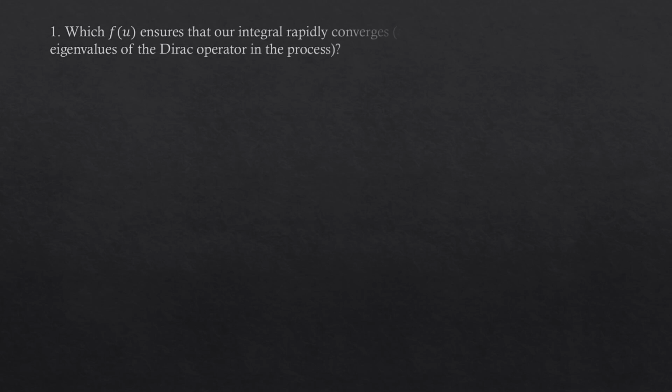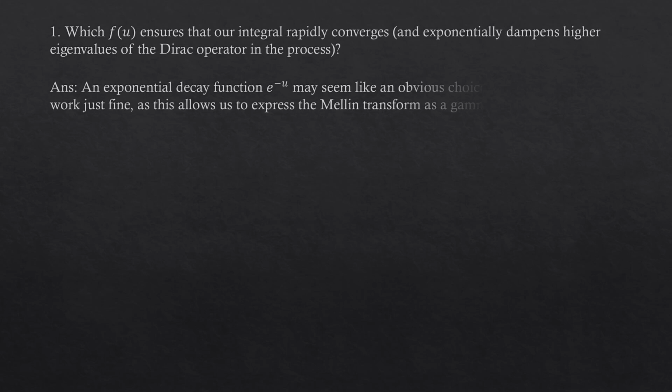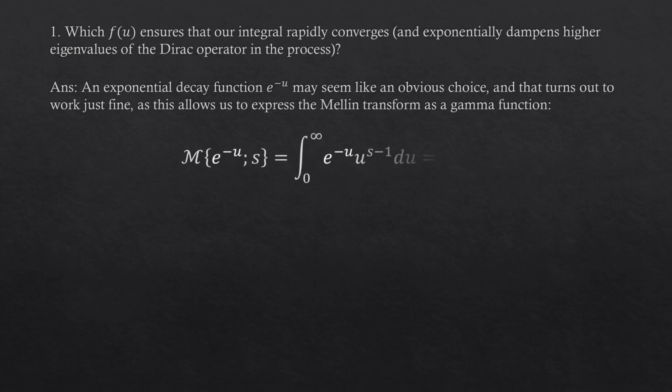Let's answer that first question. An exponential decay function e to the negative u may seem like an obvious choice, and that turns out to work just fine, as this allows us to express the Mellin transform as a gamma function. So by choosing the decay function e to the negative u, we get the integral ranging from 0 to infinity of e to the negative u times u to the s minus 1 du, and this equals the gamma function evaluated at the complex variable s.